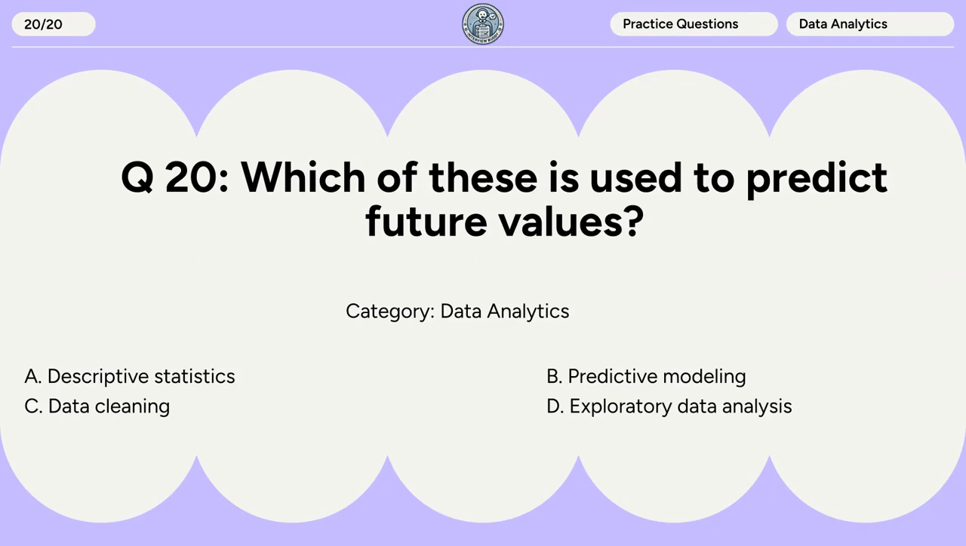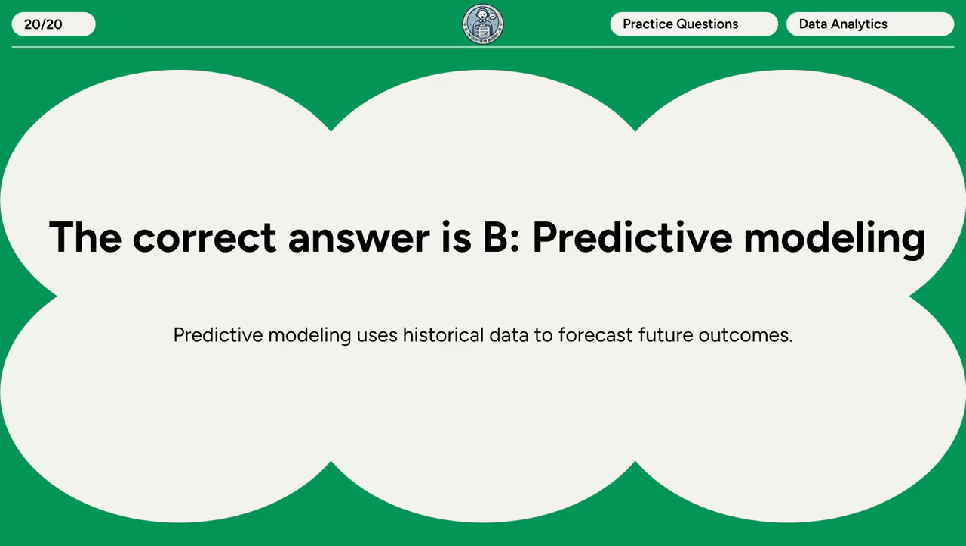Question 20. Which of these is used to predict future values? A. Descriptive statistics. B. Predictive modeling. C. Data cleaning. D. Exploratory data analysis. The correct answer is B. Predictive modeling. Predictive modeling uses historical data to forecast future outcomes.